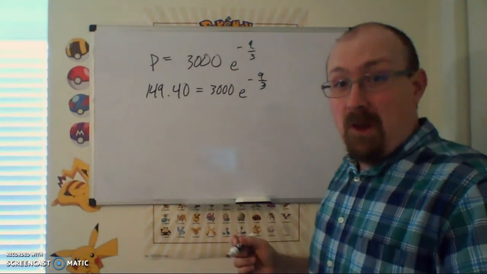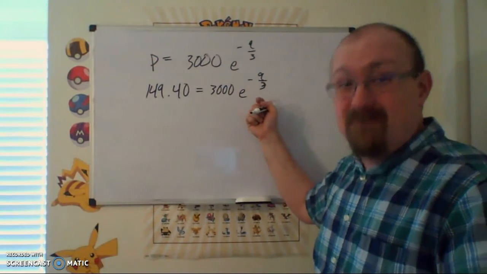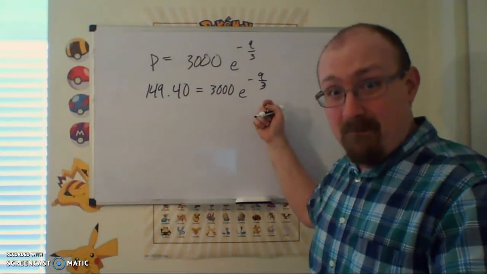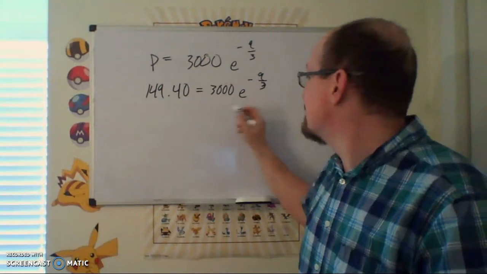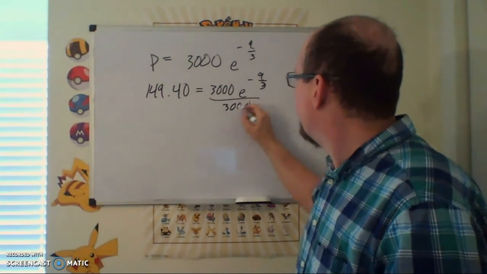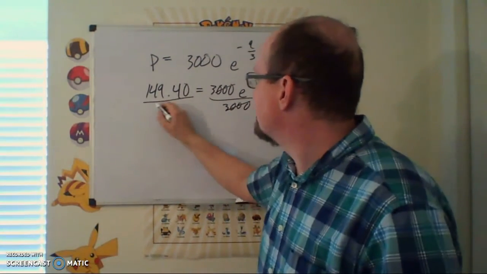So we're going to take a logarithm to get q out of that exponent, but first we got to get the exponent by itself, the exponential piece by itself. Divide both sides by 3,000. Shazam!